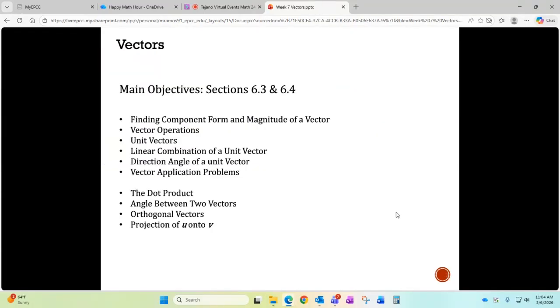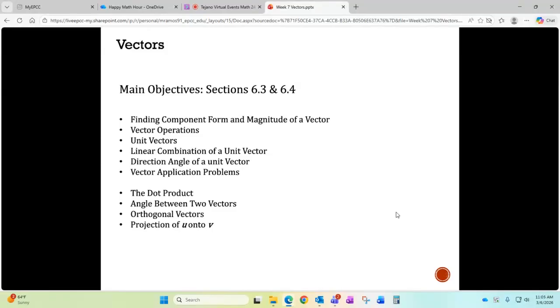So let's get started. We have a lot to cover. These are some of the objectives, and for those of you taking the class, these are coming from sections 6.3 and 6.4 of your book. We're going to look at vectors, component form of a vector, magnitude.